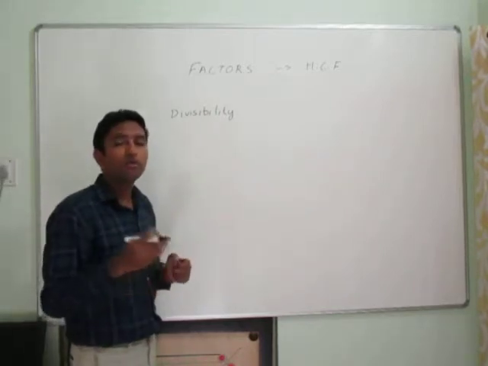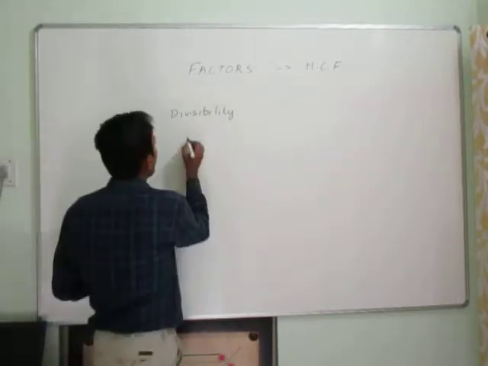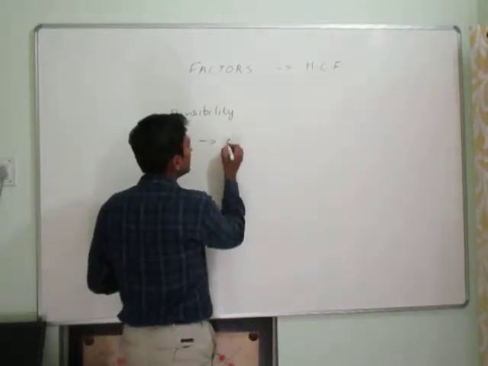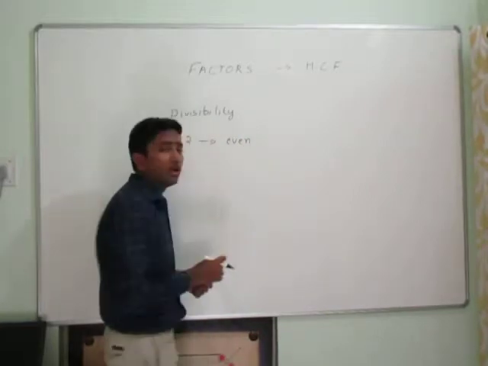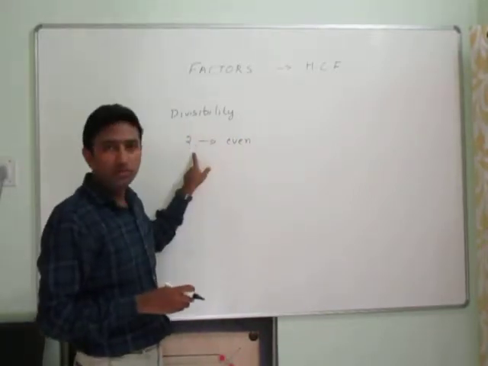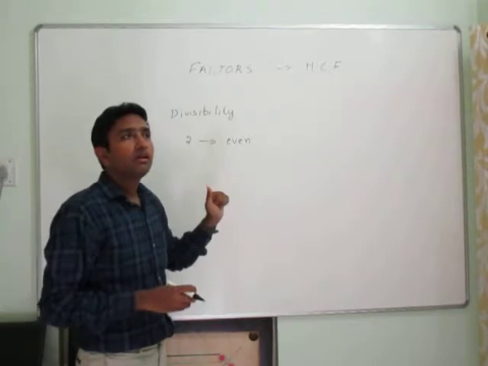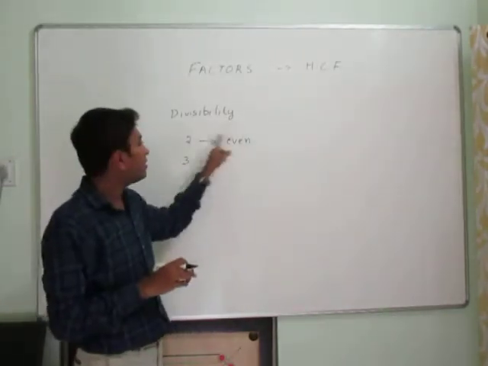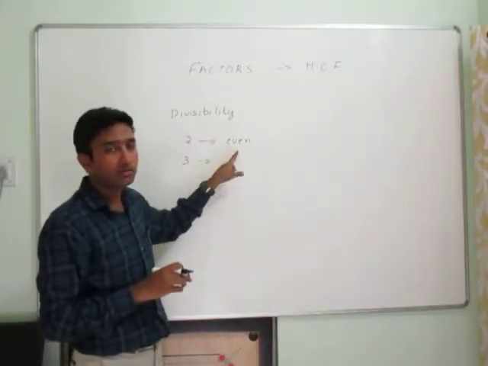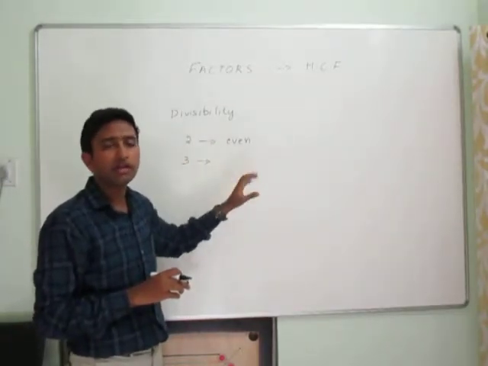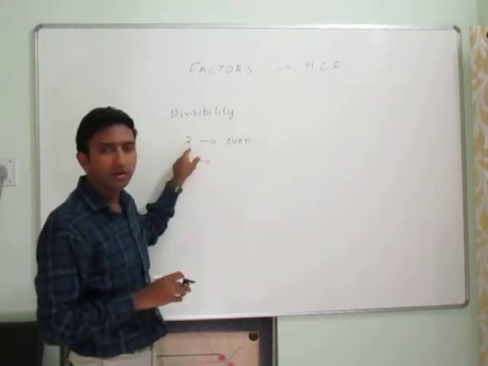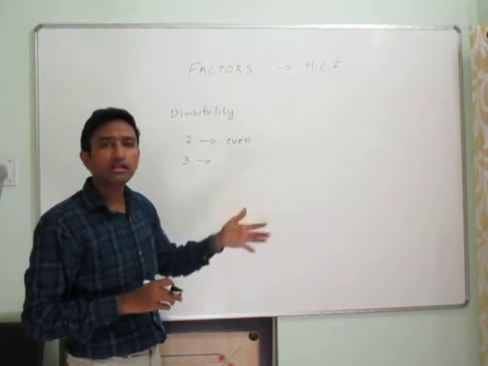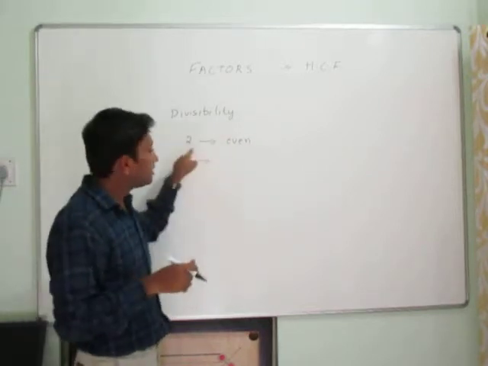How to know whether a number is divisible by 2? The trick I told you was, you have to check whether it is even or odd. All even numbers will be divisible by 2. If it is an odd number, it will not be divisible by 2. Only even numbers will be divisible by 2. 10 is an even number, it will be divisible by 2. 8, even number, divisible by 2. 4326, it's an even number, it will be divisible by 2.